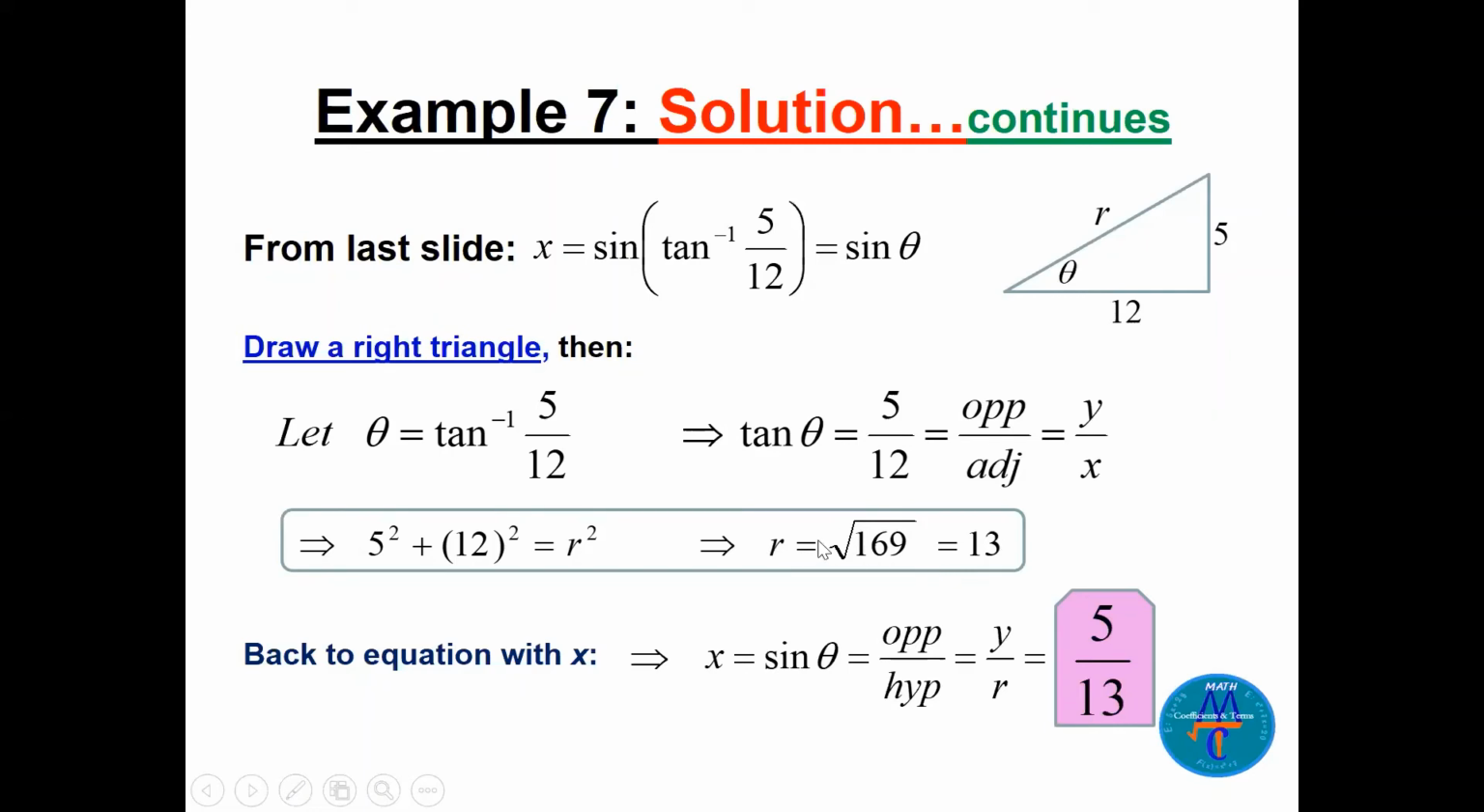Now let's go back to the equation here, where we have the x. X will be sine of the theta. See, this is sine of theta. What is sine of theta? Y over r, or opposite over hypotenuse. So the final answer for this question is 5 over 13.